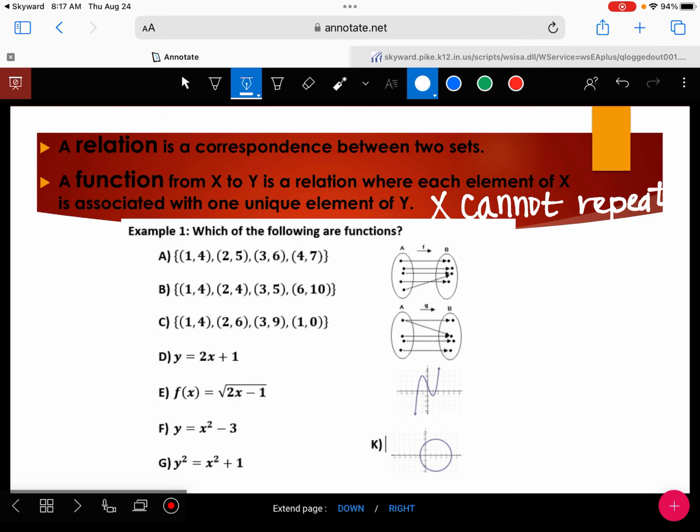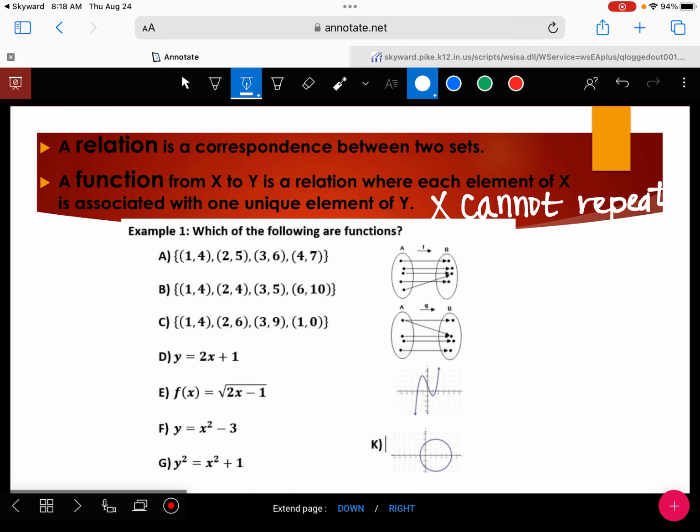So let's look at these examples and determine if they're functions. We're only supposed to glue down example 1 because that's the one up there, but it's okay. Everybody glue down example 1.